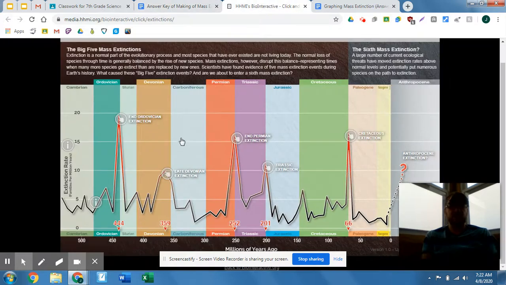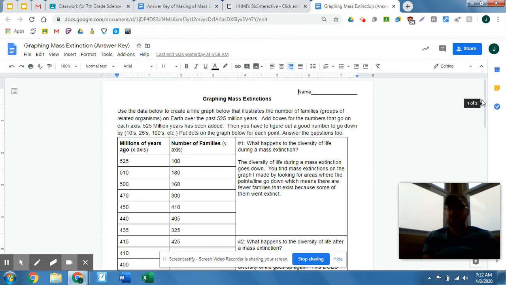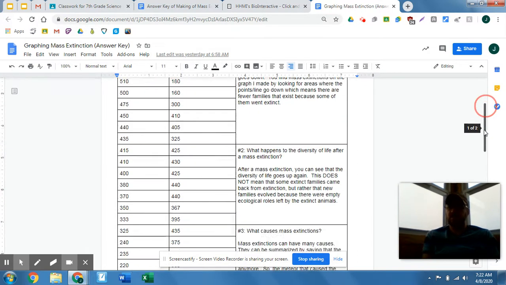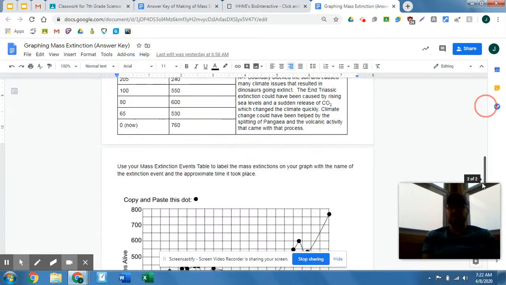It's a little hard to see that the species go up on this graph because this one is just showing what went extinct. When you go to our graphing mass extinction one, that's the graph where you can clearly see that plant diversity or animal diversity goes up.